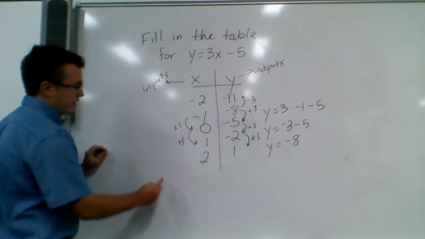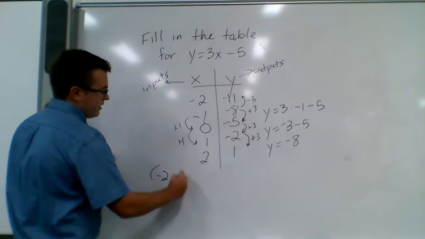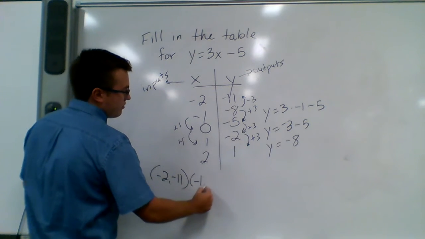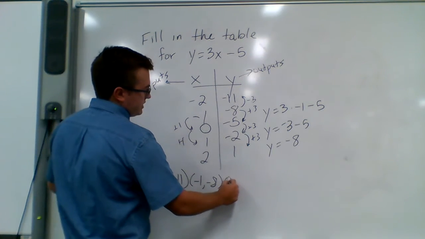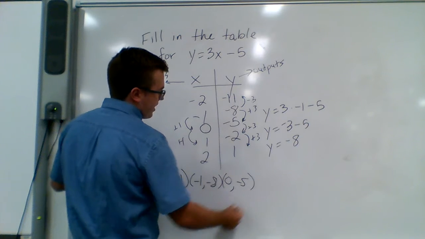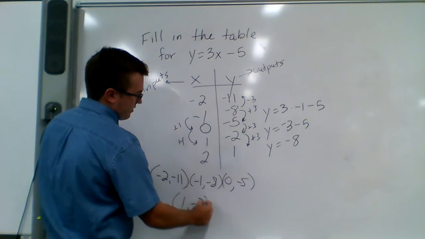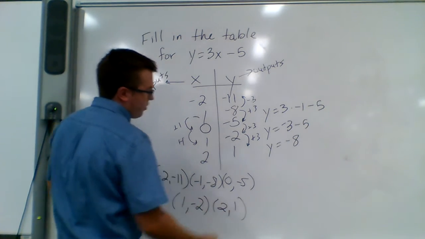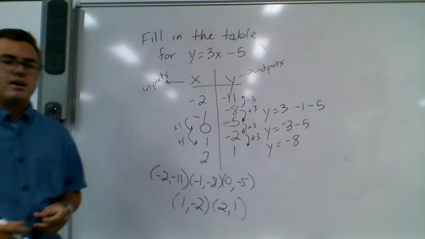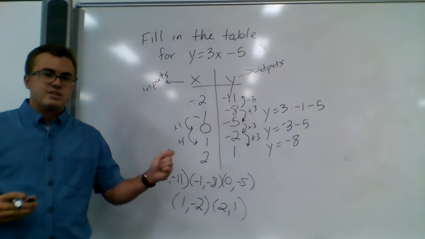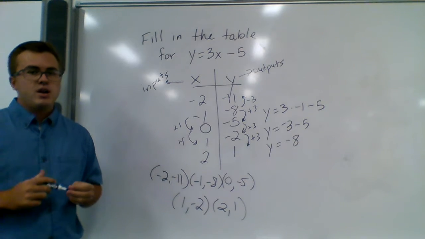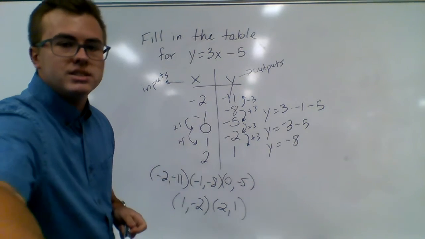So then in this table, I've got a bunch of sets of coordinates. I've got some ordered pairs. I've got (-2, -11), (-1, -8), (0, -5), (1, -2), and (2, 1). And I could plot those on the graph. Remember that you go in the x direction and then the y direction when you are plotting points.